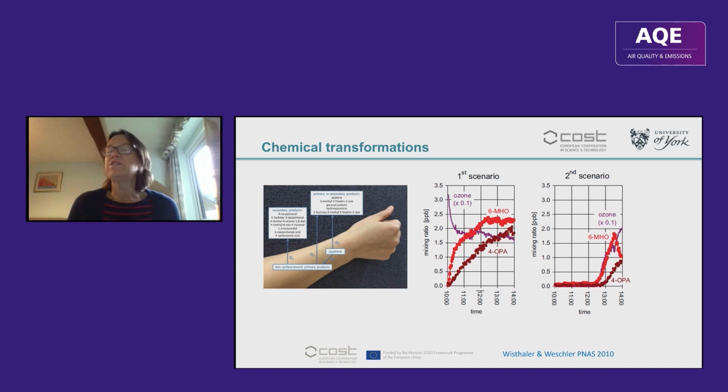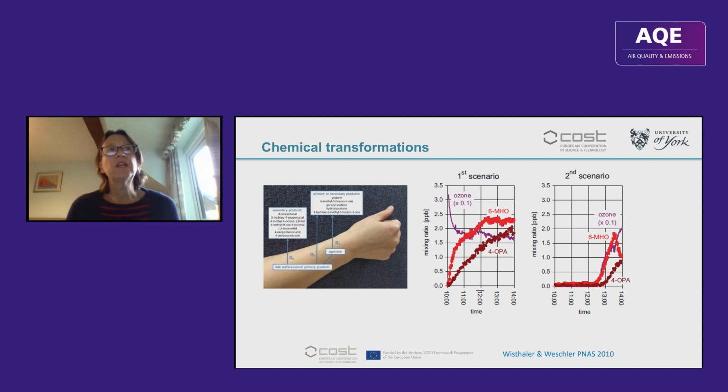And you can see that really nicely from these two plots. So if you look at the first scenario there, what's happening is that you have two people in an office, two people that enter an office at 10 o'clock in the morning, and there's about 30 ppb of ozone in there at the start. And you can see that after the people enter the office, the ozone starts to be removed, and you start to form these rather strangely named 6-MHO and 4-OPA. So you don't need to worry about the structure of those, but they're both carbonyls that are emitted from the skin when the skin oil reacts with ozone.